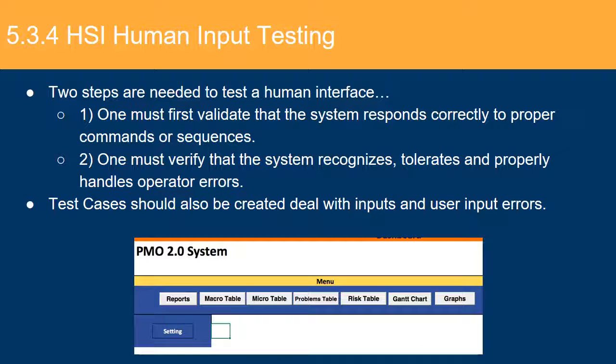HSI Human Input Testing. There are two steps needed to test a human interface. One must first validate that the system responds correctly to the proper commands or sequences, and second, one must verify that the system recognizes, tolerates, and properly handles the operator errors. Test cases should also be created with inputs and user input errors.